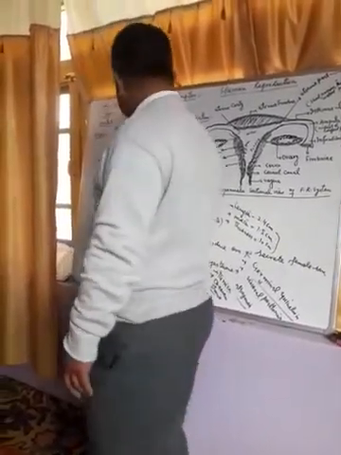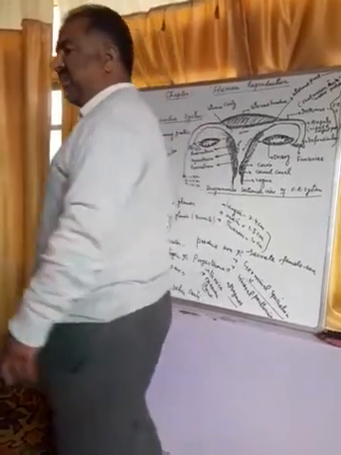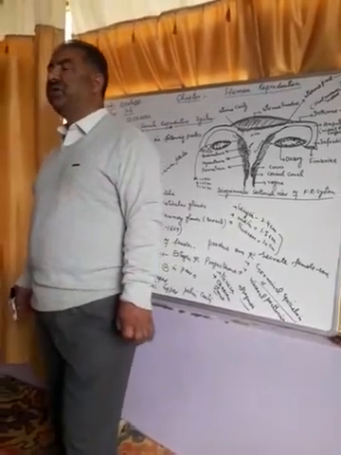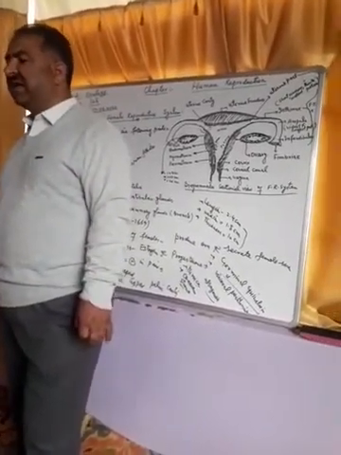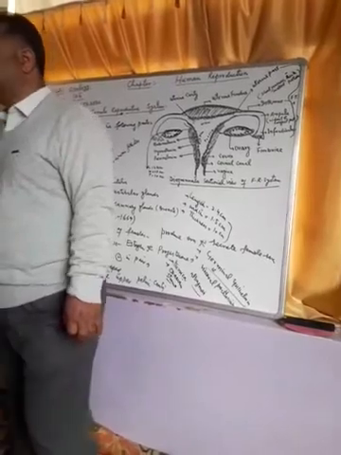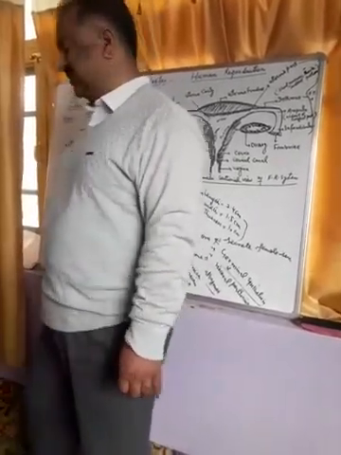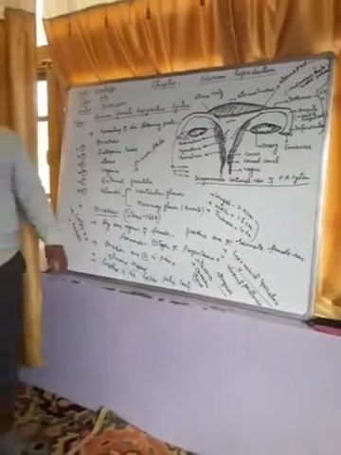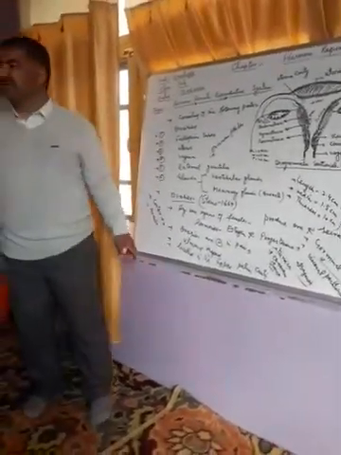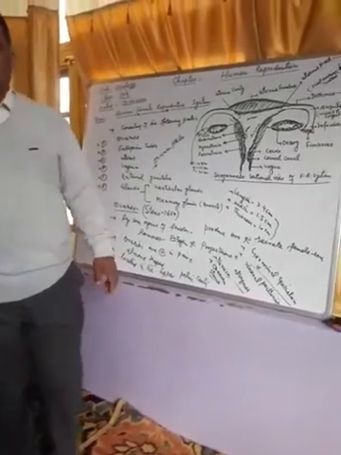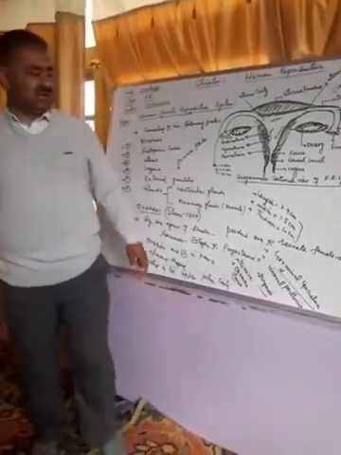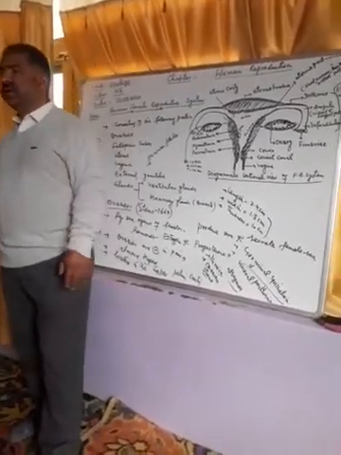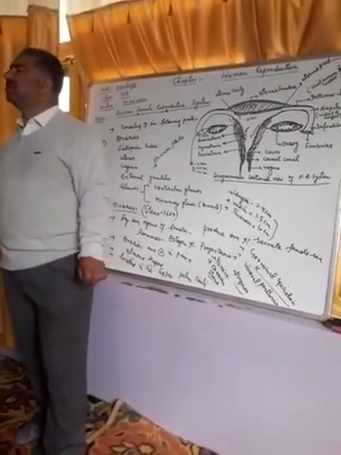The medulla consists of loose connective tissue, elastic fibers, numerous blood vessels, and some smooth muscle fibers. So this was about the cortex and medulla. We know that inside the ovary there are egg mother cells, or what we call oogonia.